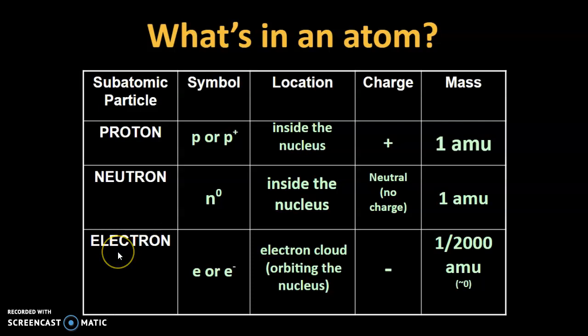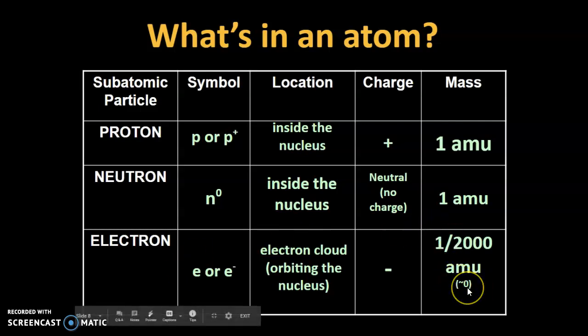And here we have electrons. Electrons are going to be denoted as E or E minus because they have a negative charge. And their mass is almost nothing. That's what this 0 here means. It's 1 out of 2,000 mass units. This is really incredibly tiny, so it's almost as if they don't have a mass.